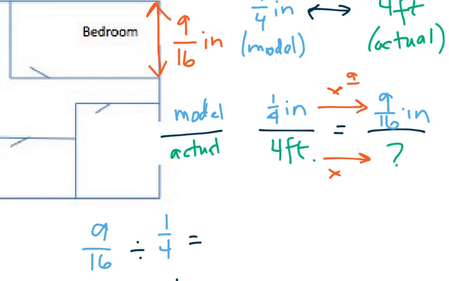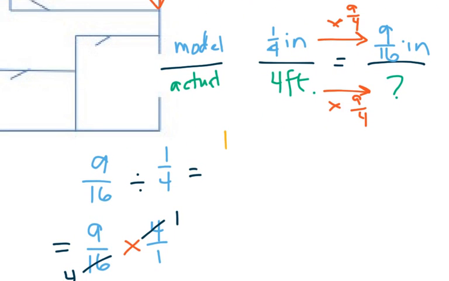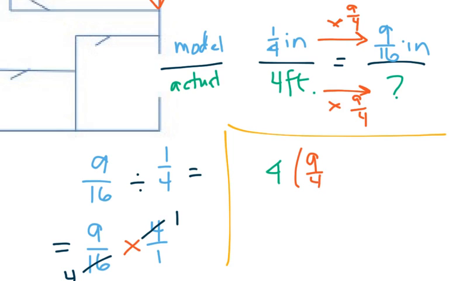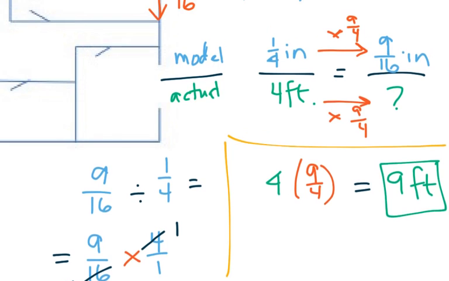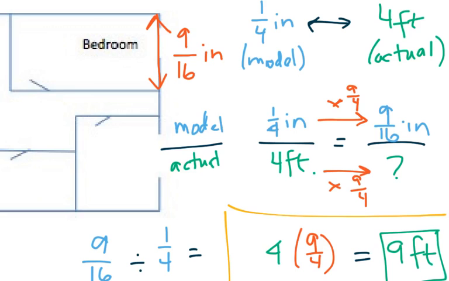That tells me that 1/4 times 9/4 gives me 9/16, and if I do that for the numerator, I need to do it for the denominator as well. So let's figure this out. We're going to take 4 feet and multiply that by the 9/4. And when I do that, it gives me 9 feet. So it tells me that this length in the apartment, which was 9/16 of an inch in the model, will be 9 feet in the actual apartment.